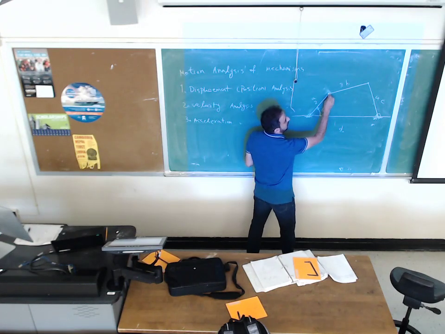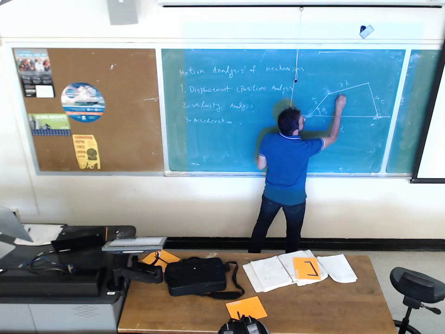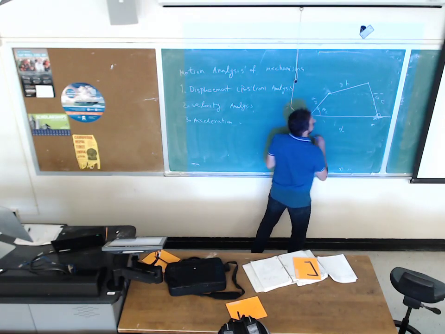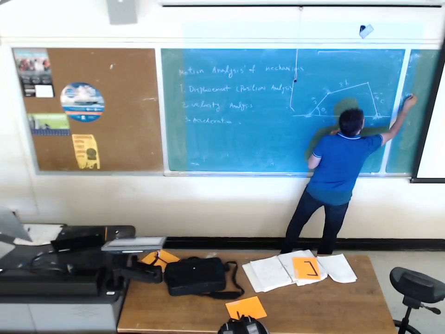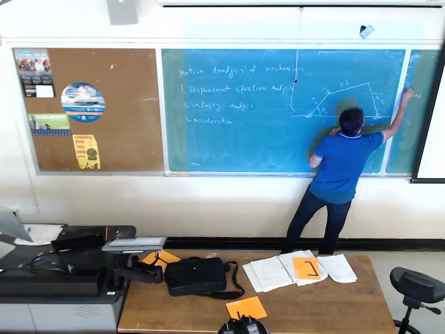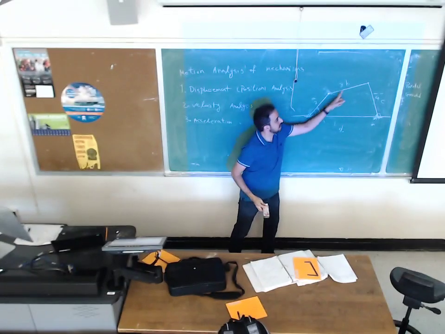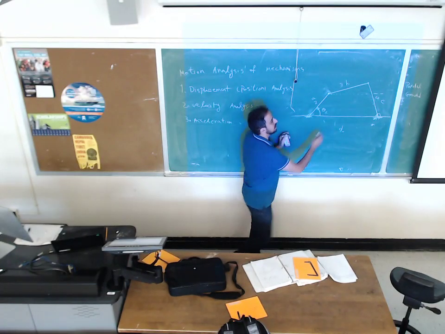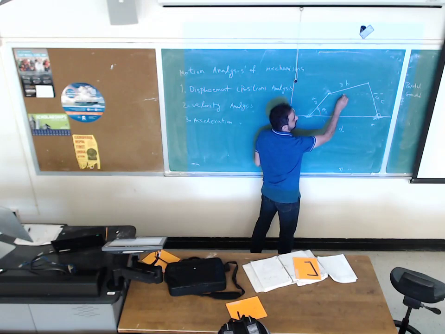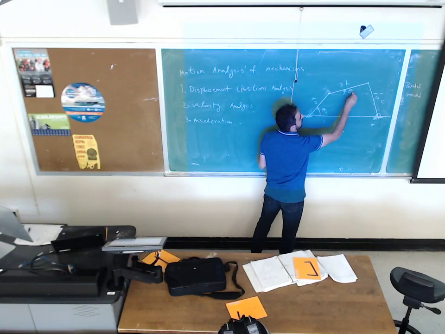Link 3. I draw a line at this point parallel to the ground. The angle of this link with the ground is calculated by starting from this line, going in the counterclockwise direction up to link 3, and labeling that as theta 3.